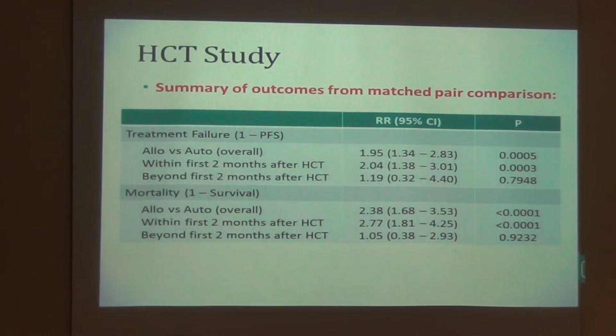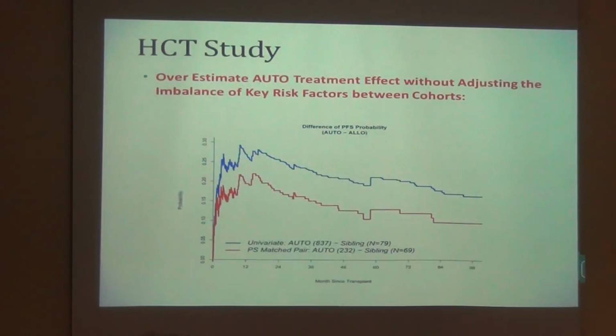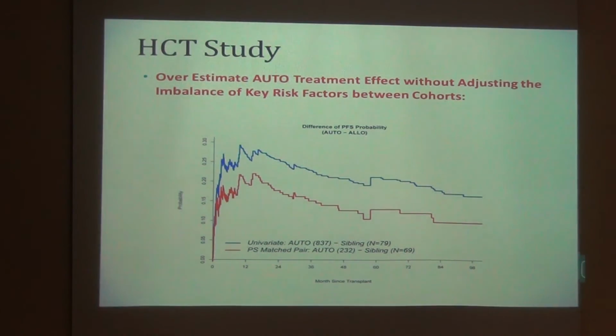See, without adjustment, using all the data, without adjusting for any risk factor, just univariate analysis, allo versus auto, for the first 2 months the relative risk increases from 2 to 3. So in other words, it's overestimated. This one makes some adjustment. Similar picture here, so I did a plot, see here. It overestimates the autologous treatment effect if you do not adjust for the imbalance of the cohorts.